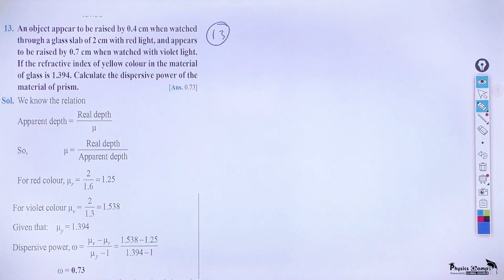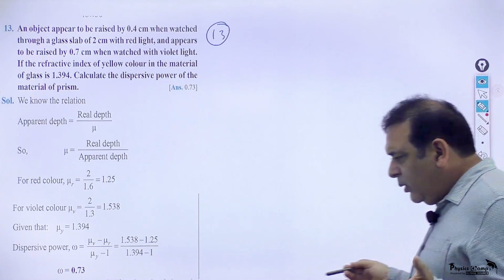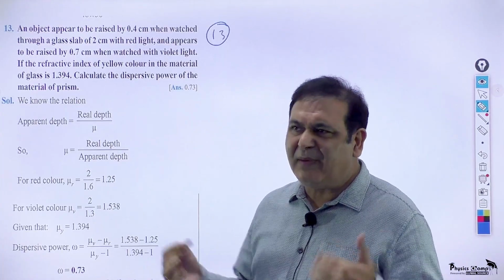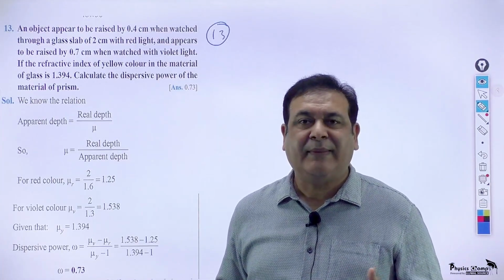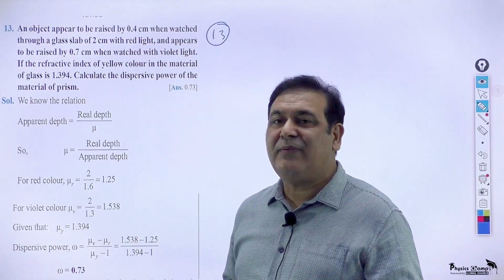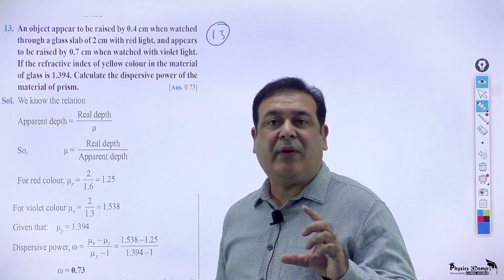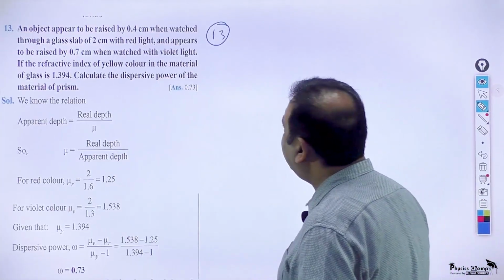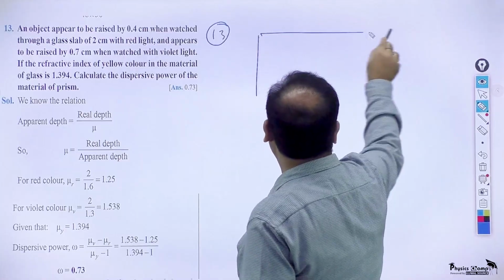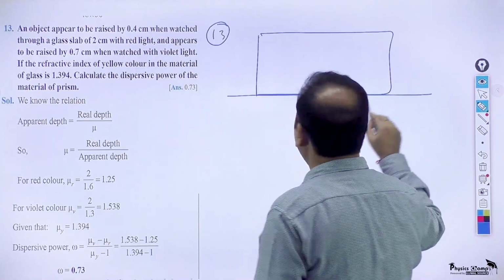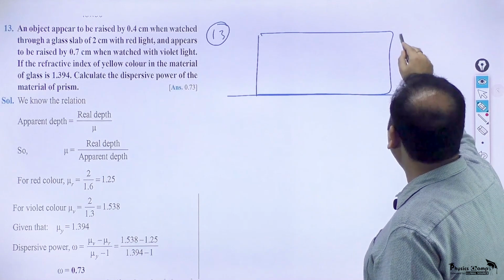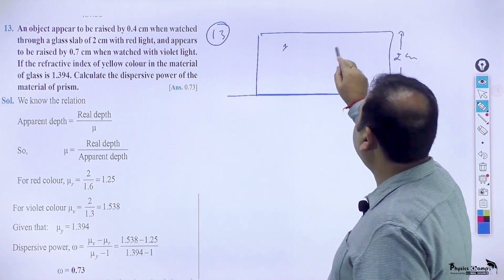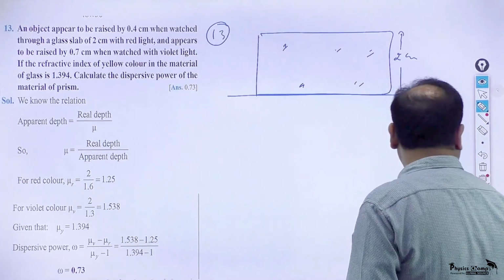So let's have this example number 13. With this example, you will really appreciate the way we are using the previous concepts that you have already learned to add to this new concept of different refractive index for different colors. Like the question says, there is an object appears to be raised by, so you just imagine you have a glass slab and this glass slab has a thickness 2 centimeter.